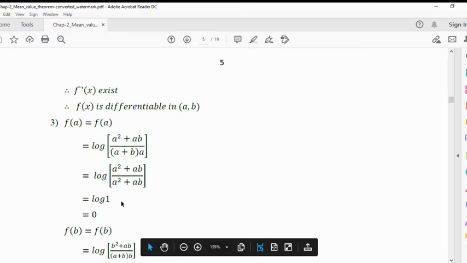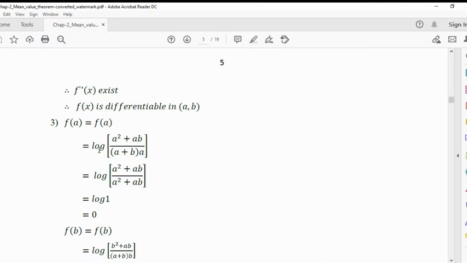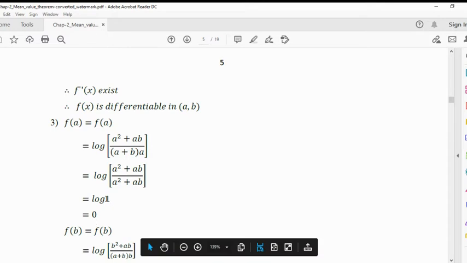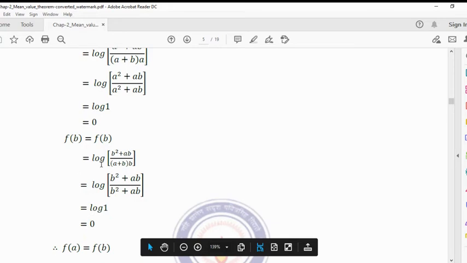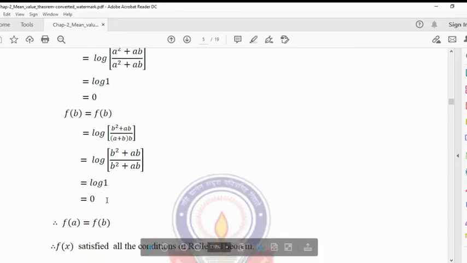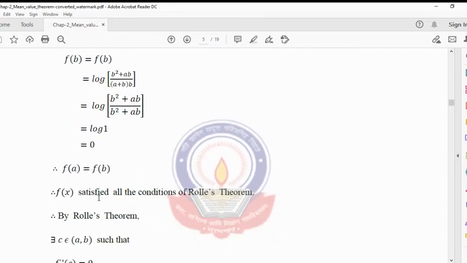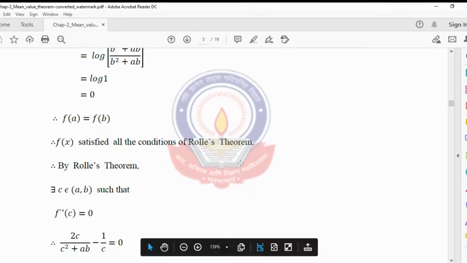Now we have to find f of a. So put x is equal to a: log of a square plus ab upon a plus b into a. In the numerator it's a square plus ab, and in the denominator it is also a square plus ab, so they get cancelled. We get log of 1, and log of 1 is equal to 0. Similarly, if we put x is equal to b in f of x, we get log 1 is equal to 0 again, so f of a is equal to f of b. So all three conditions of Rolle's theorem are satisfied.